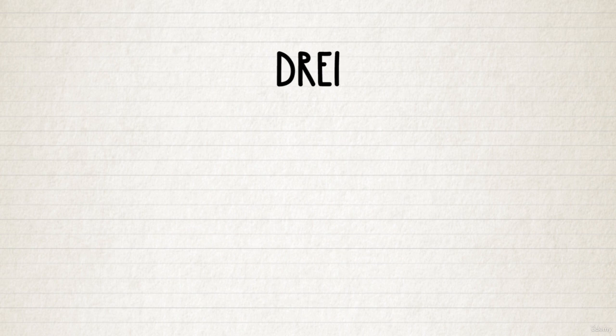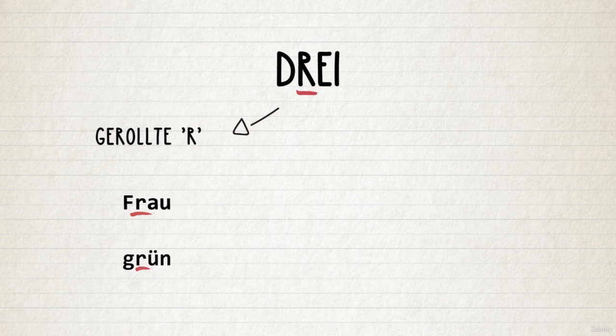Drei. Okay, you really should know the diphthong I by now. What we will pay attention to here is the letter R. The German R will be pronounced a little bit different than in English, and there are more ways to pronounce it, depending on the place in the word, but also country of origin or part of Germany. Basically, we will find two different kinds of letter R in German. Das gerollte R, like in Frau and grün.